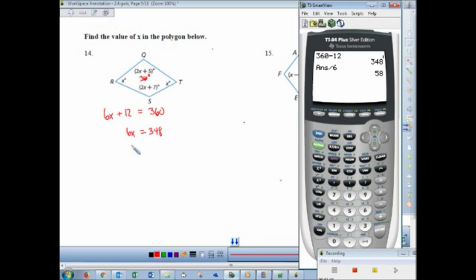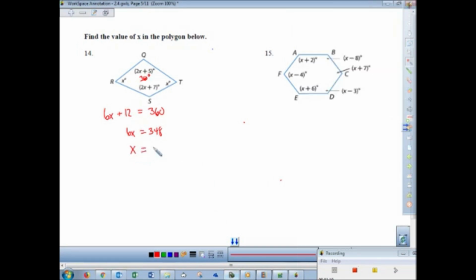And boom, x equals 58. It doesn't equal 58 degrees, it just equals 58. Now if we sub back in and find the measure of all the angles, like the measure of angle R is 58 degrees, measure of angle T is 58 degrees, and so on. So if we do that again, the big difference here is this is not a quadrilateral anymore, it is a hexagon because it has 6 sides.